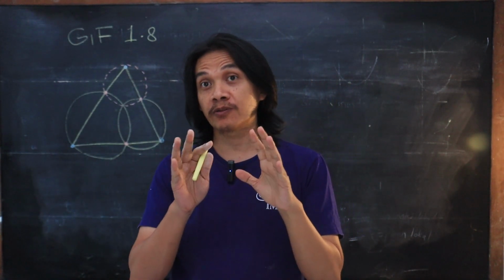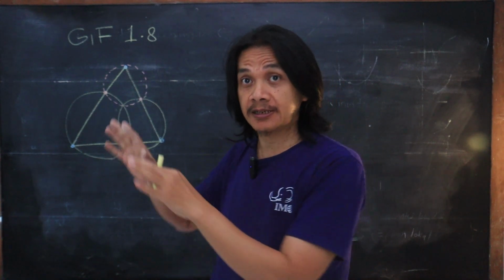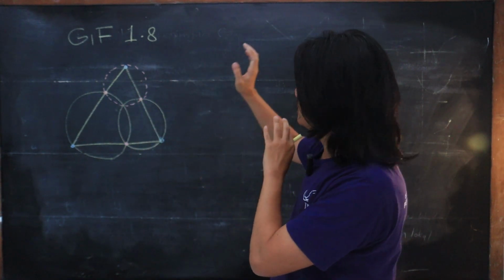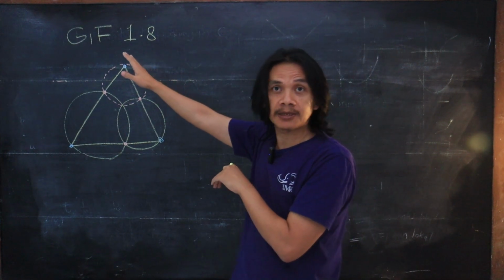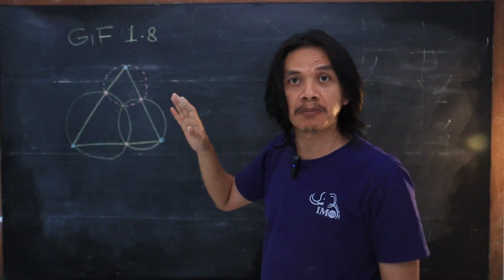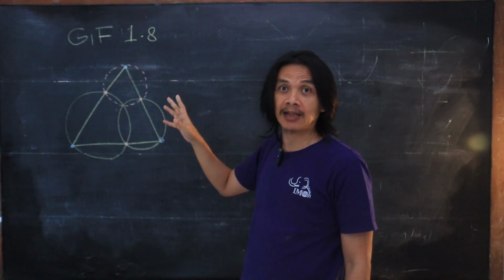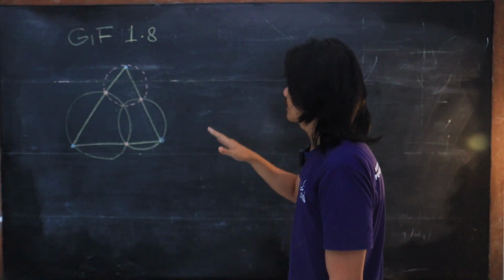In this video we are going to discuss another problem from Geometry in Figures, as you can see here on the blackboard. We are going to discuss Geometry in Figures 1.8. It is about the Miquel point, or the Miquel circle. So here is the setup of the diagram.